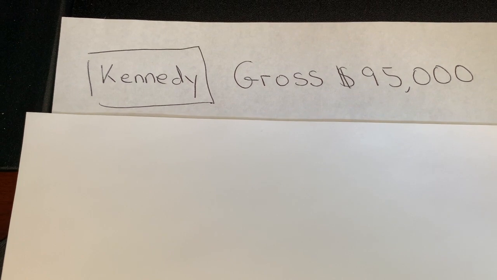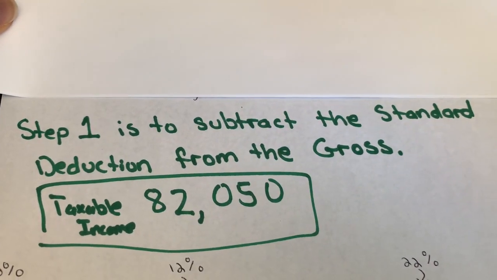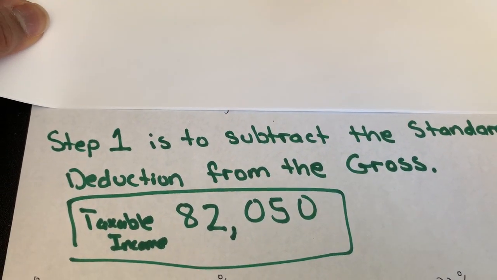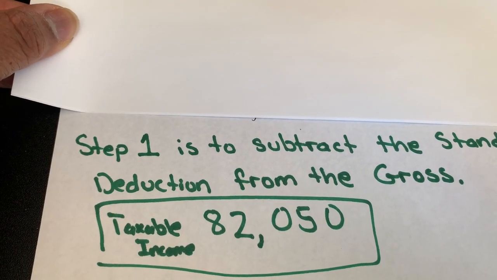And no, you're not pulling out a 1040 for this problem. I just wanted you to see why I'm doing the subtraction, and it's because of what's on the 1040 form. So let's go back to our problem here. Kennedy makes a gross income of $95,000, but I just finished telling you that our first step is to subtract off the standard deduction, and when we subtract off that standard deduction, we get $82,050.